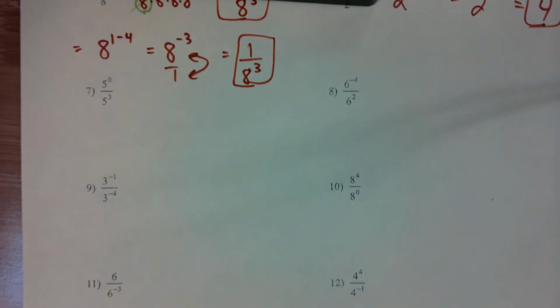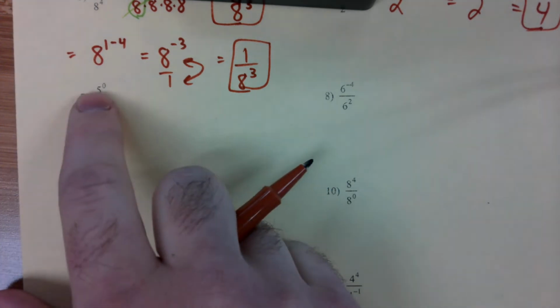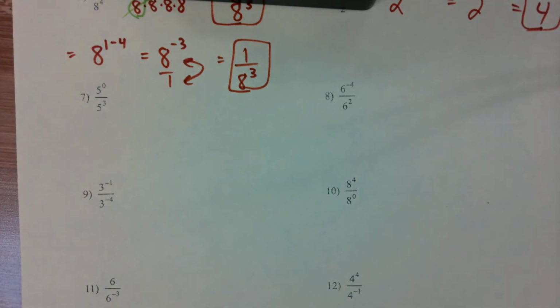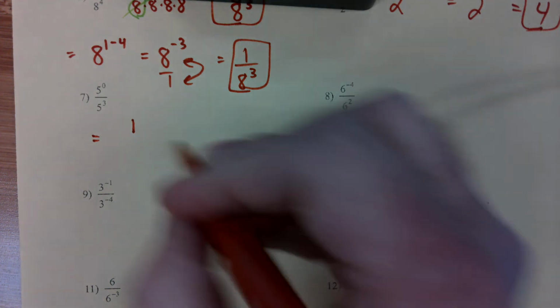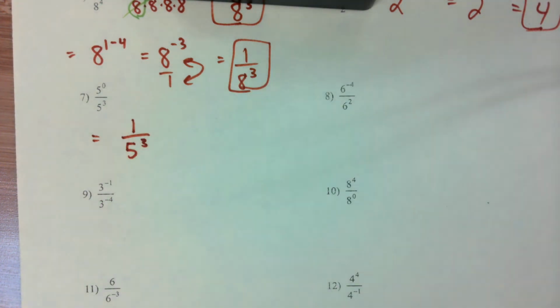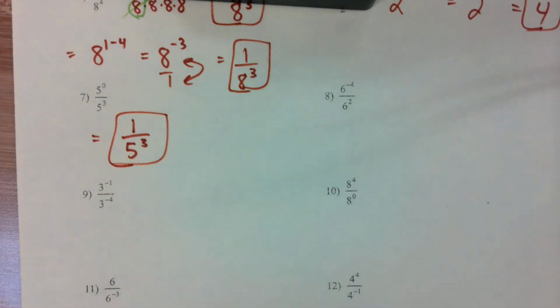Number 7, we got 5 to the 0 over 5 to the 3rd. Now again, we can use the quotient property if we want, but this numerator is interesting to me. What's 5 to the 0th power equal to? 1, right? So let's simplify our numerator to 1, and then we'll just keep our denominator the same. Besides actually solving 5 to the 3rd, is there anything else we can do with this fraction? 1 over 5 to the 3rd? I don't see anything we can do. That's just going to be our answer.